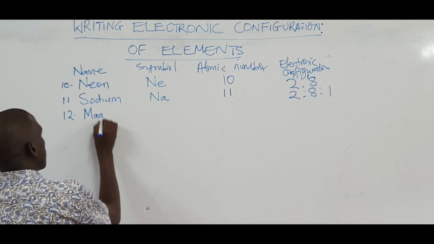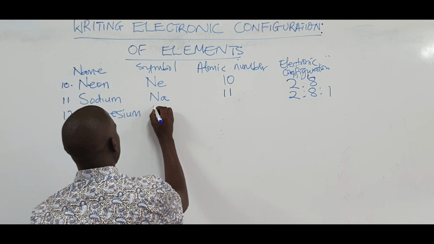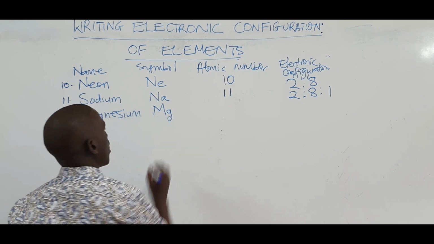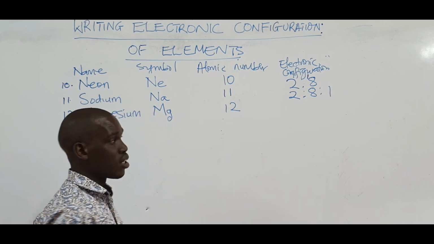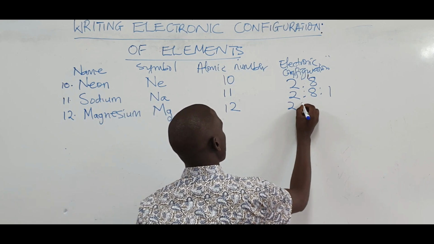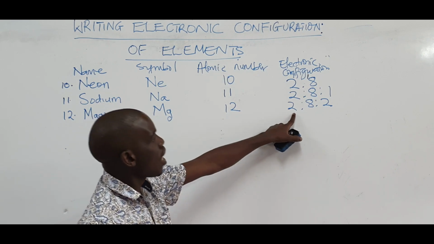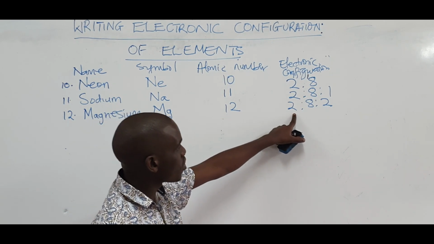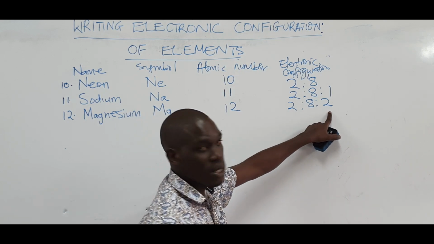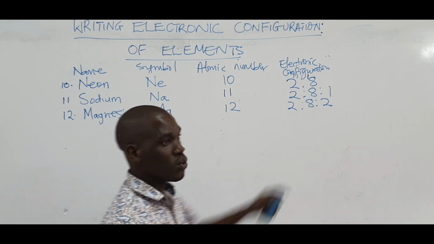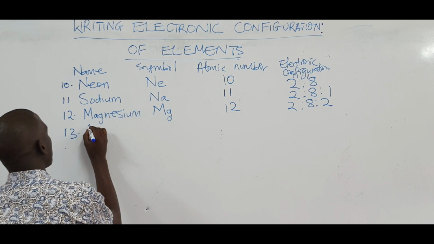The 12th one is magnesium. Magnesium is capital M, and then we have small g. Atomic number is 12. Electronic configuration is 2, 8, 2. So the innermost shell has 2 electrons, the next shell has 8 electrons, then the outermost shell has 2 electrons. The 13th one is aluminium.